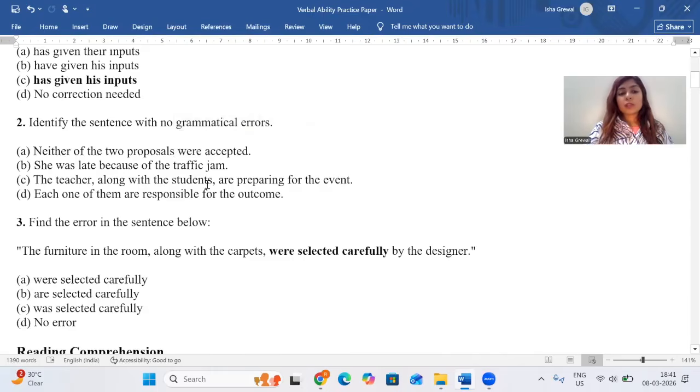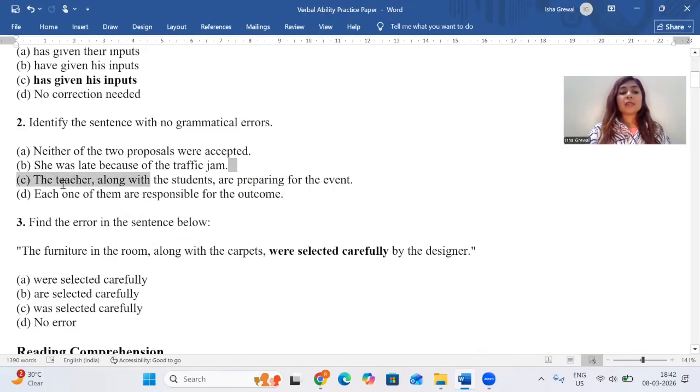She was late because of the traffic jam. I do not find any grammatical error in this sentence. The teacher along with the students are preparing for the event. Now over here "are" is used, but the subject that we need to consider is teacher, which is singular. So again, this is making the sentence incorrect. Each one of them are responsible for the outcome. As I discussed in the first question, "each of them are" is also making the sentence incorrect.